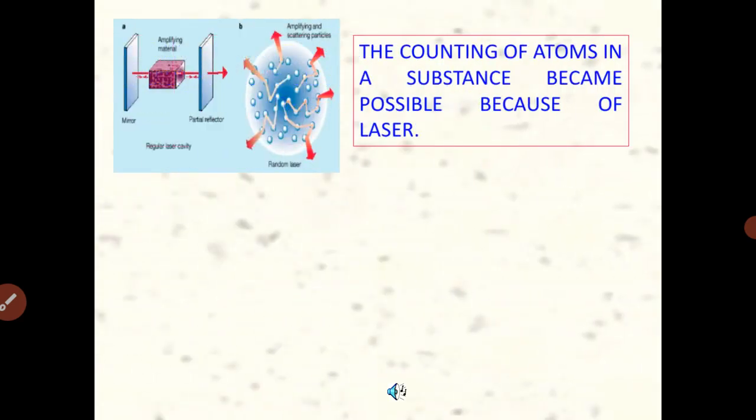In the next image, we can also use this laser light for counting the atoms in a substance. This is possible because of the laser, by using resonance technology or resonance spectroscopy. This study is known as spectroscopy, the study of atoms and molecules by using this laser. This is known as spectroscopic resonance.